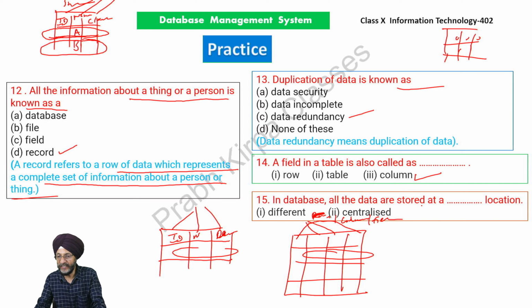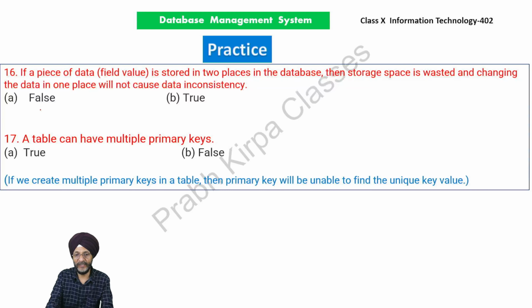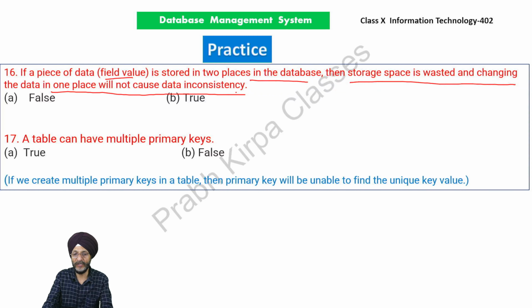In a database, all the data are stored at a centralized location. As already told, if there are three persons, A, B, C, they access the database with the help of DBMS, which is located centrally. Next. If a piece of data field value is stored in two places in a database, then storage space is wasted, and changing the data in one place will not cause data inconsistency.